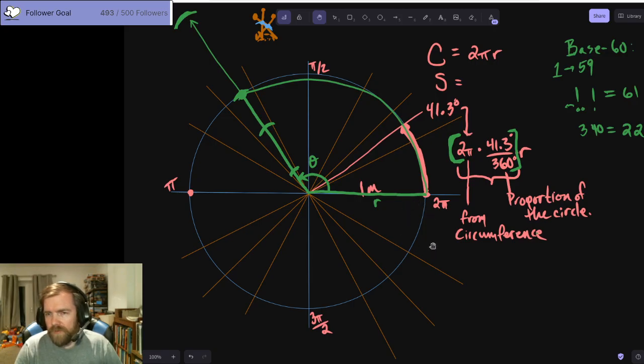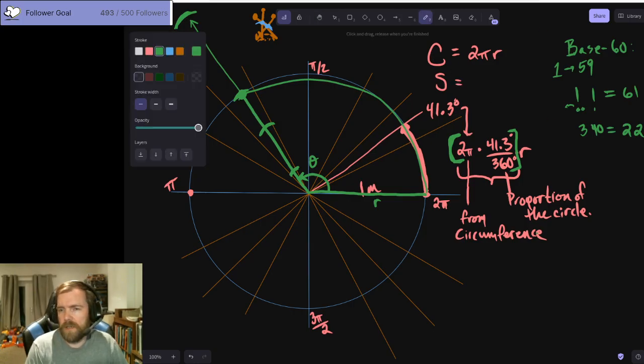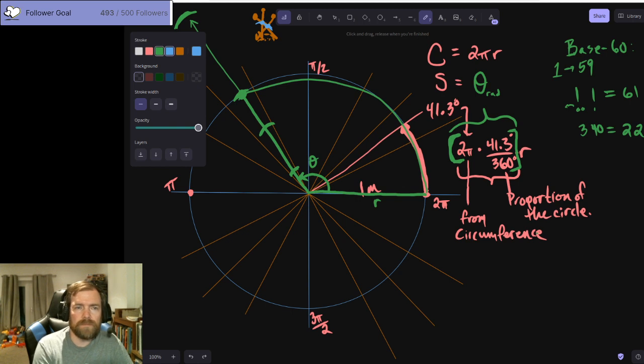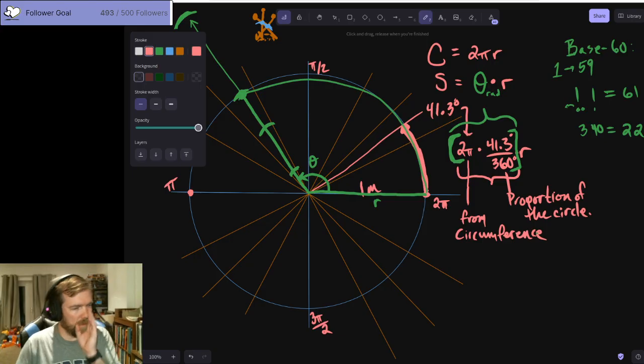All right. So with our S, it ends up becoming that we just need theta as an angle in radians times r, the radius of the circle. So now that we've gone on a wild discussion far afield, it's all good.